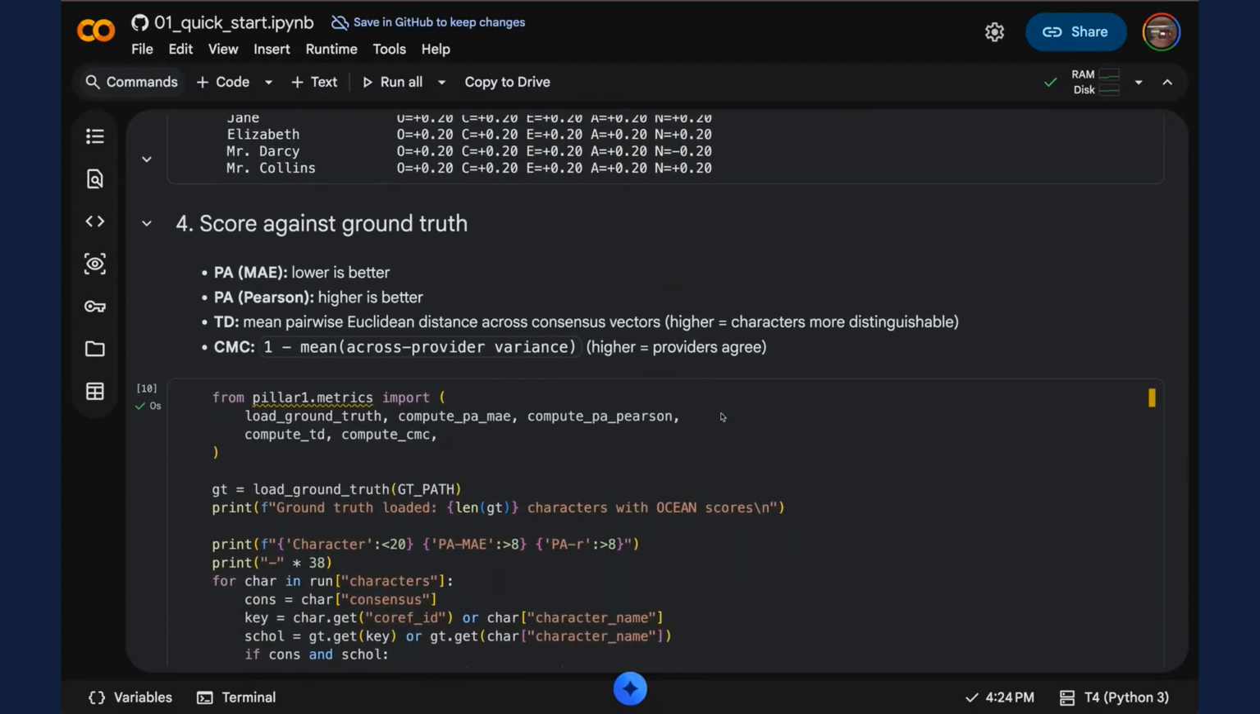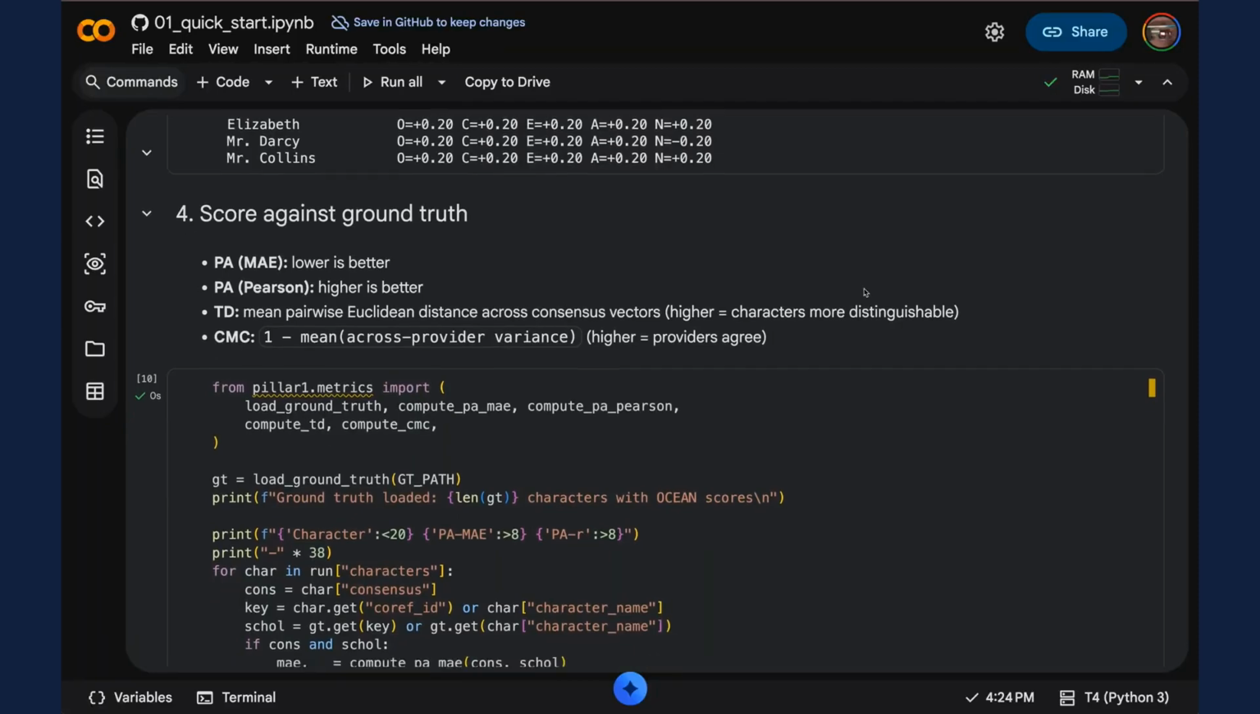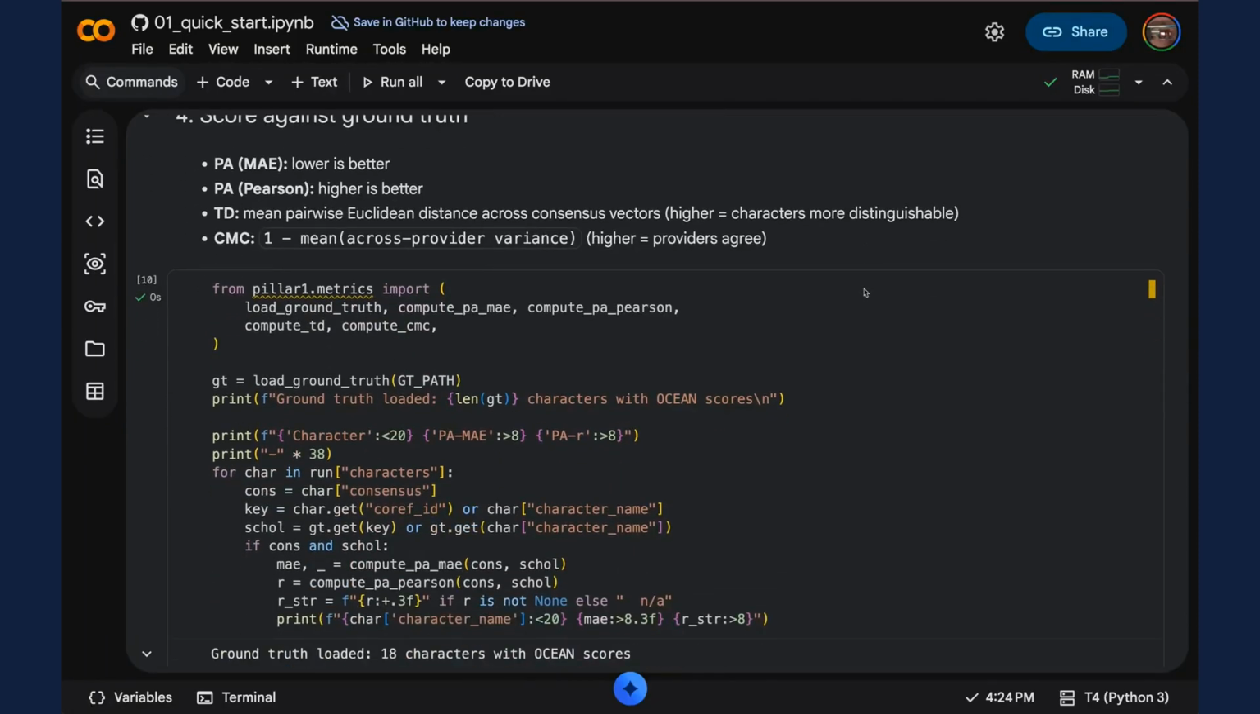Then, Section 3 runs the probe itself, each character rated against the same prompt the paper's consensus runner uses. Section 4 scores the run against ground truth. 4 metrics: profile accuracy as MAE, lower is better; profile accuracy as Pearson correlation; trait distinctiveness, how separable the characters are; and cross-model consistency, how much the providers agree.